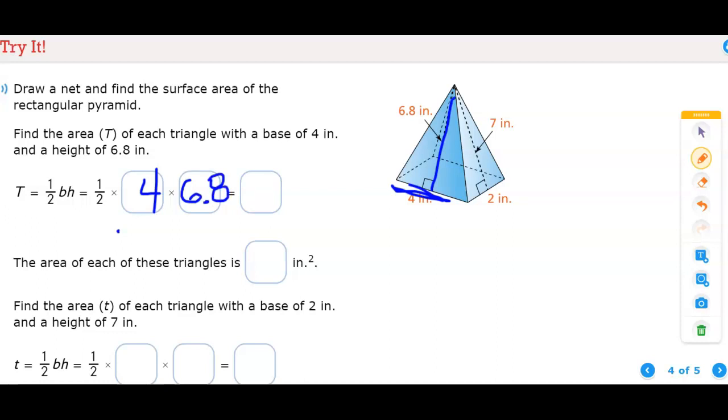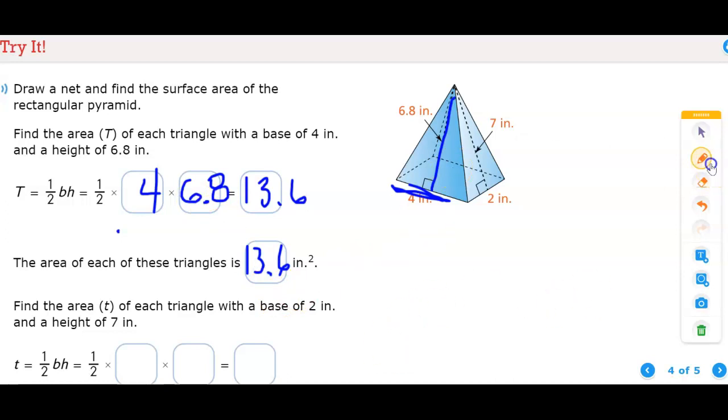Let's say the big triangle, right? That's a big T, uppercase T. So we have half times 4 times 6 8/10. We're going to do half times 4 first. Half times 4 is the same as saying 4 divided by 2. That is equal to 2. And then you have 2 times 6 8/10. That is 13 6/10. That is for the big triangle. So the area of each of them will be 13 6/10.